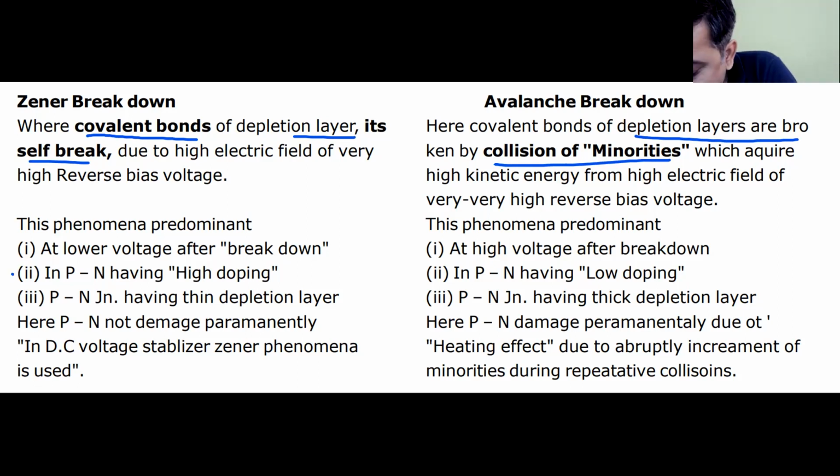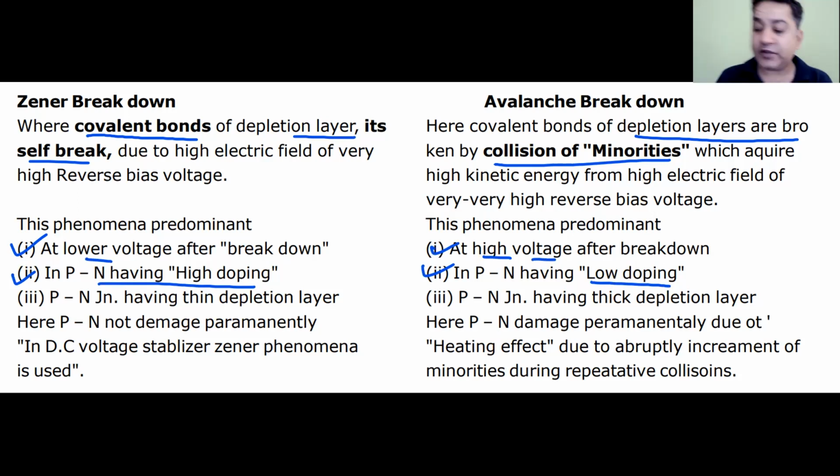sir. Here, the doping is high. Here, the doping is low. Do we understand this? Yes, sir. Here, the voltage is lower compared to the avalanche breakdown, where the voltage is high after breakdown. So, after Zener breakdown, the voltage is low. After avalanche breakdown, the voltage is very high. Do we understand this? Yes, sir. In Zener breakdown, the depletion layer almost breaks, so it is very thin. Here, the depletion layer is thick. Do we understand this? It's thick. Yes, sir.